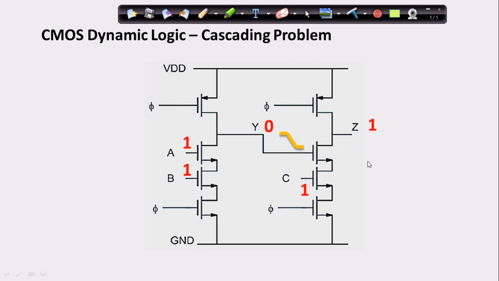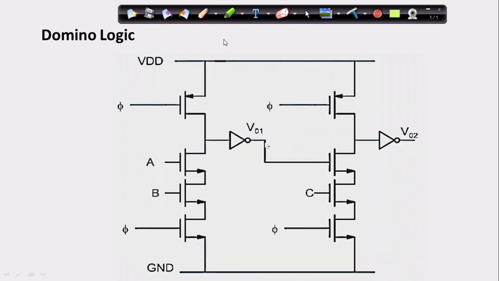In order to overcome this problem, they introduced an inverter in between this particular logic. So this is the same as my dynamic logic. The only thing we have done is include an inverter at the output end, at both the output ends we have included an inverter. They called this particular logic domino logic. So the problem we had in dynamic logic, we have overcome in domino logic.